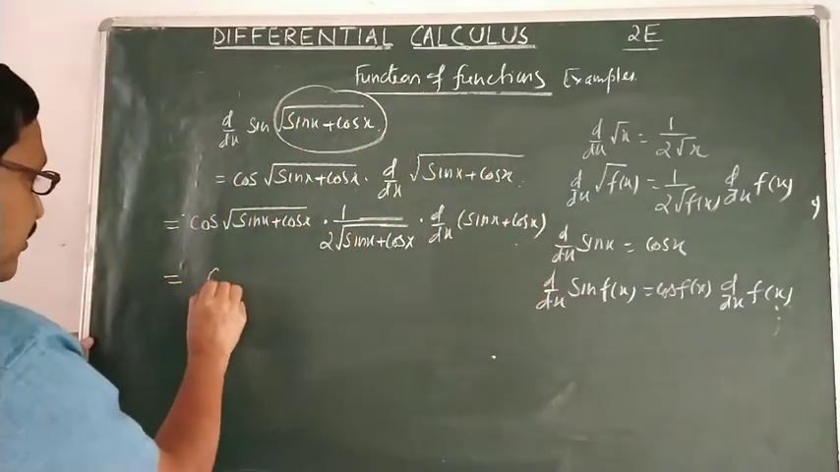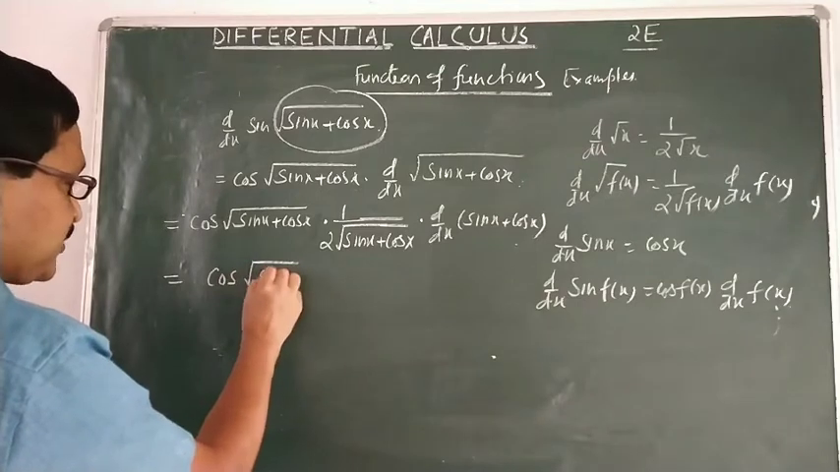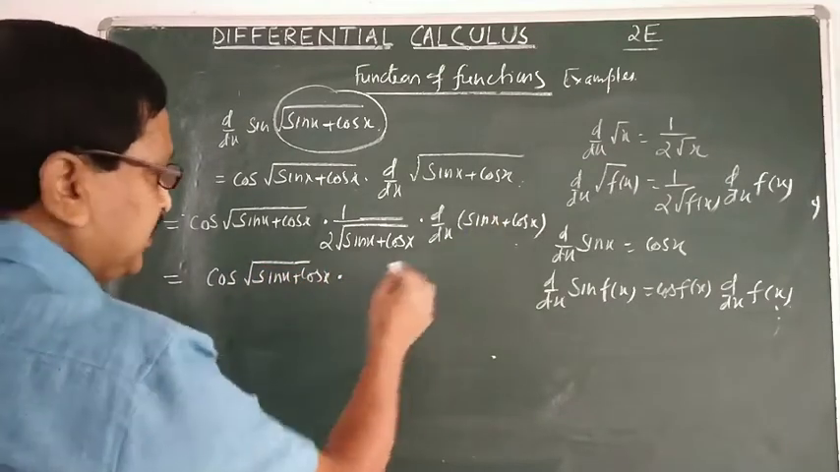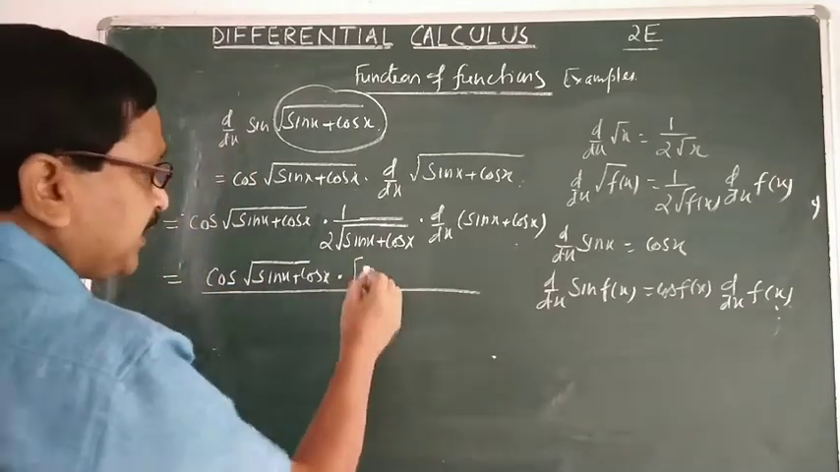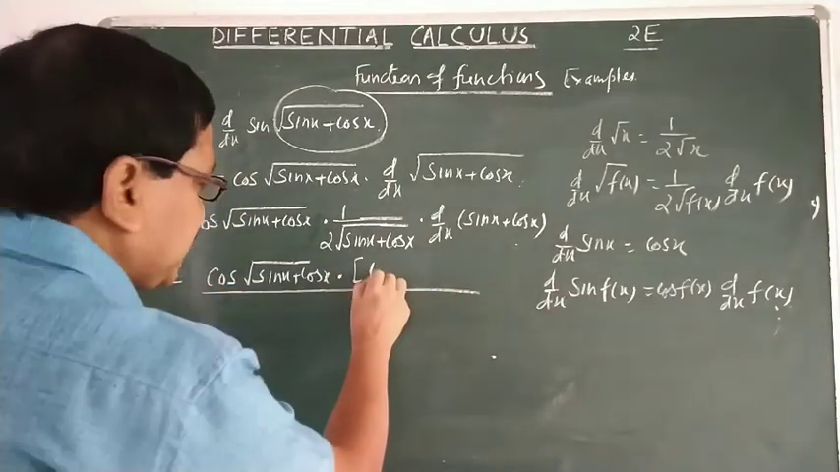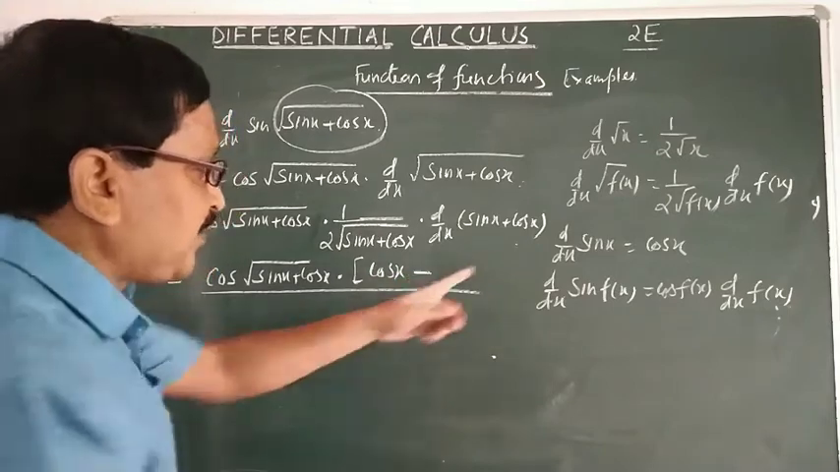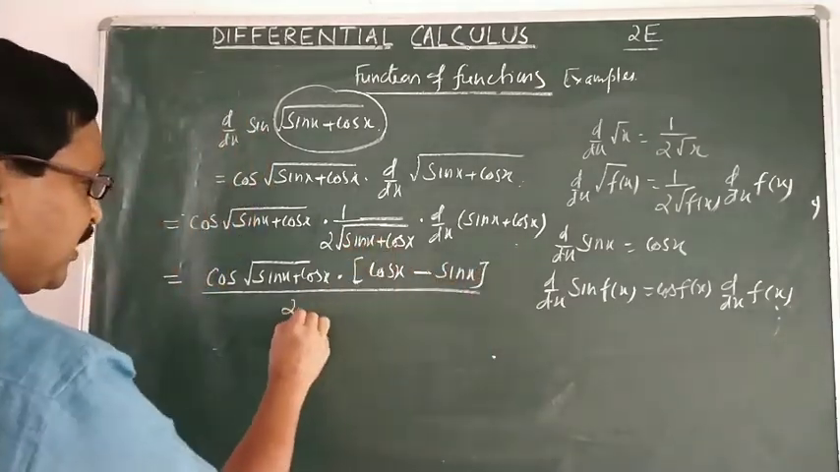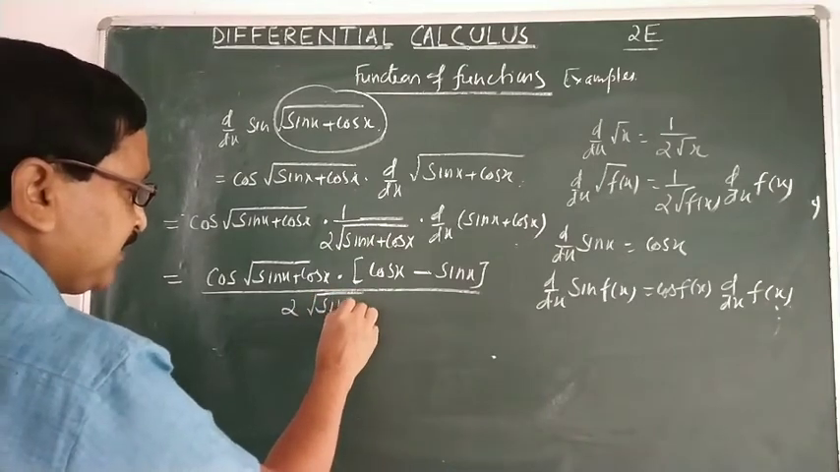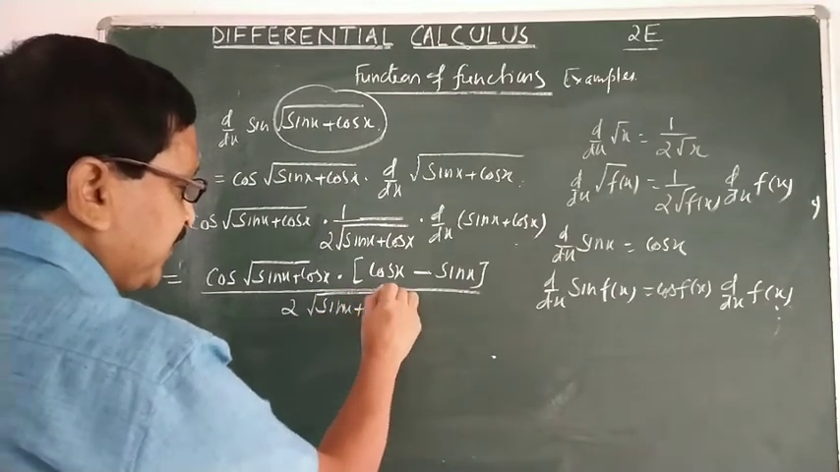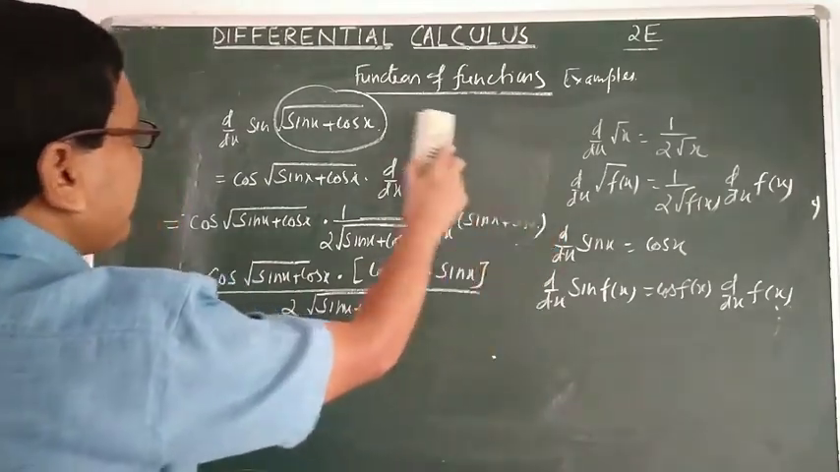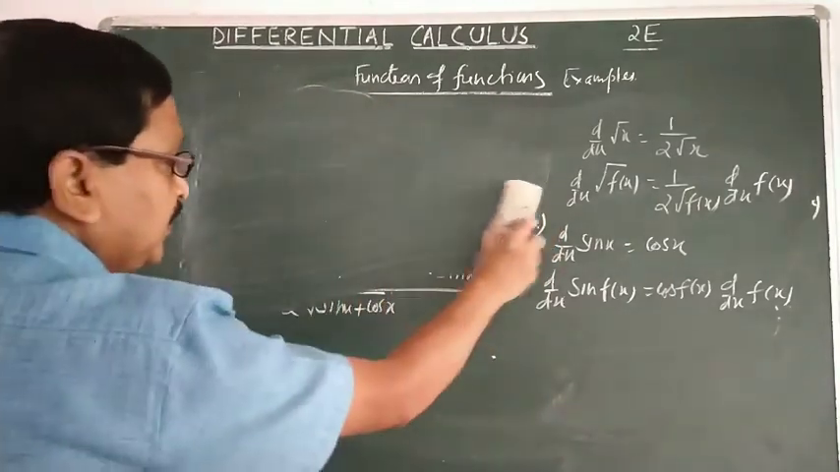So almost your problem is over. Cos root (sin x plus cos x) into, by, the differentiation of sin x is cos x and the differentiation of cos x is minus sin x, and the denominator is as usual 2 root (sin x plus cos x). This is a very urgent and important problem from the examination point of view. Now moving towards another problem.